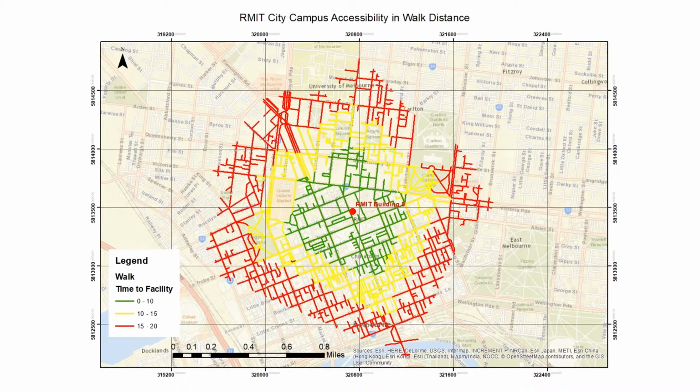Here are the maps about the area around the RMIT campus that can be the option for us if we want our travel time from the accommodation to the RMIT campus within a maximum of 20 minutes by walking. From this map, we got that the green area is the location with travel time within 10 minutes, then the yellow area is the location with travel time between 10 and 15 minutes, and the red area is the location with travel time between 15 and 20 minutes.